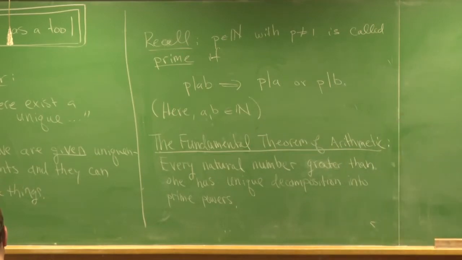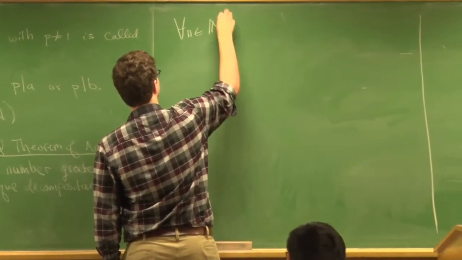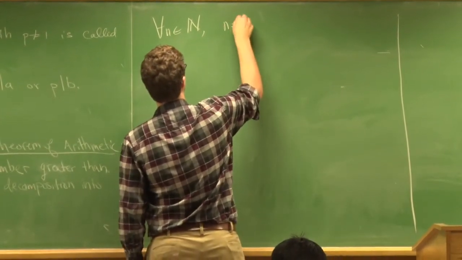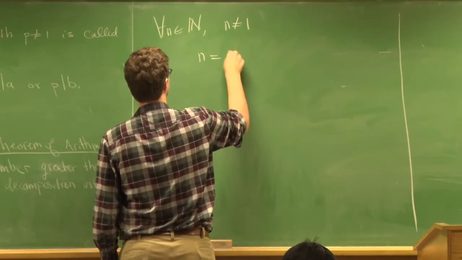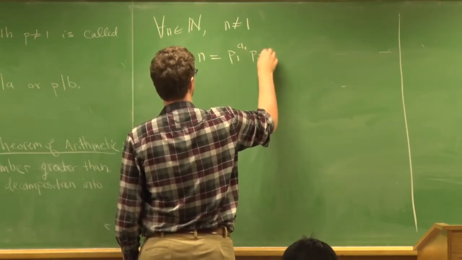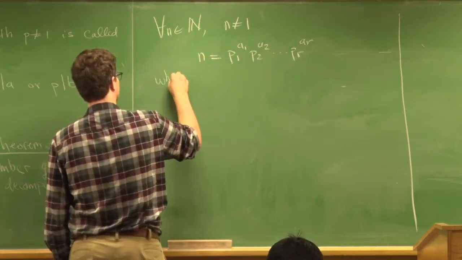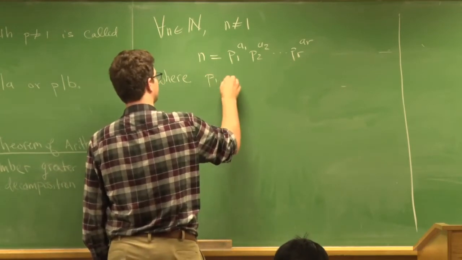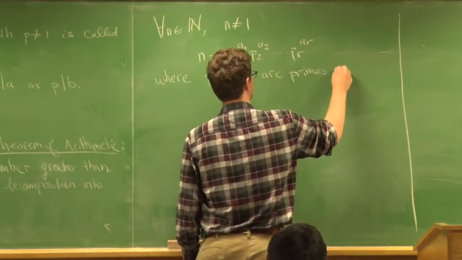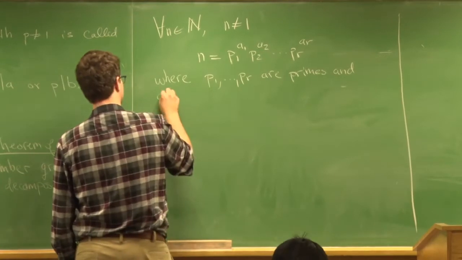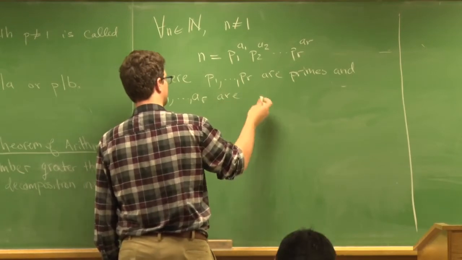Another way of saying this is that for all n in the natural numbers, for n not equal to 1, n is equal to P1^A1 P2^A2 through PR^AR, where P1 through PR are prime numbers, and A1 through AR are integers, or natural numbers.